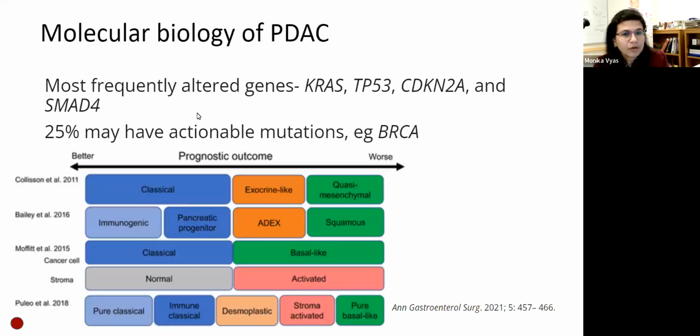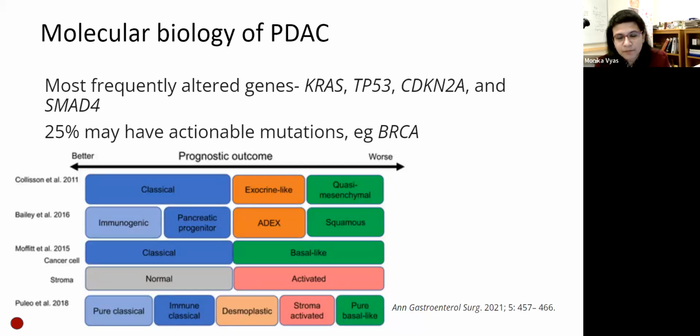And then briefly about the molecular associations of PDAC. So most frequently altered genes in PDAC are KRAS, P53, CDKN2A or P16, and SMAD4. So this is the typical landscape of pancreatic ductal adenocarcinoma mutations. And up to 25% of PDACs can have actionable mutations. So very important to do sequencing in these cases.